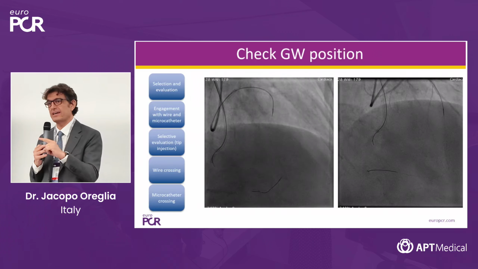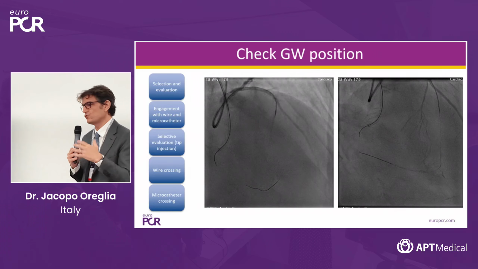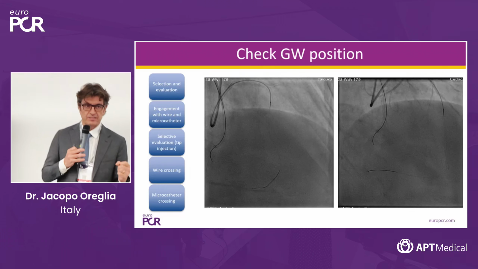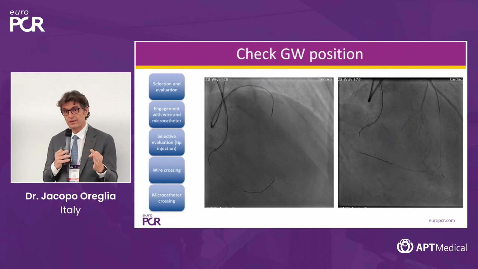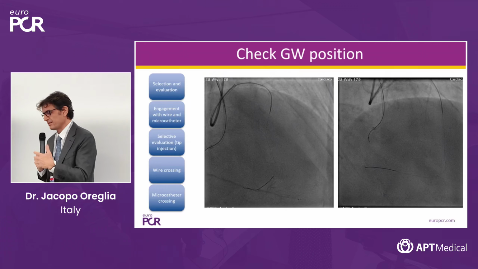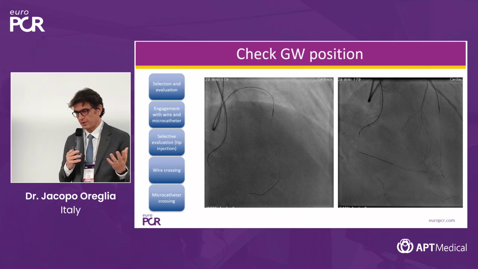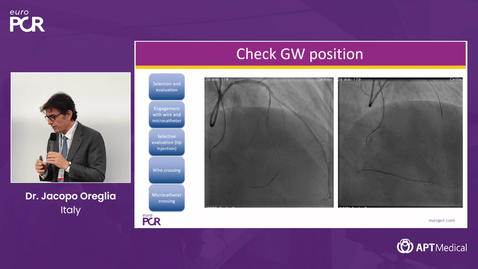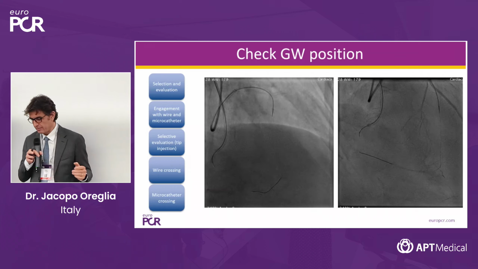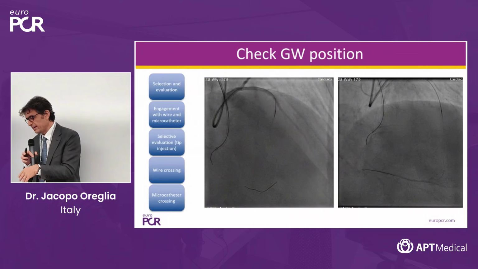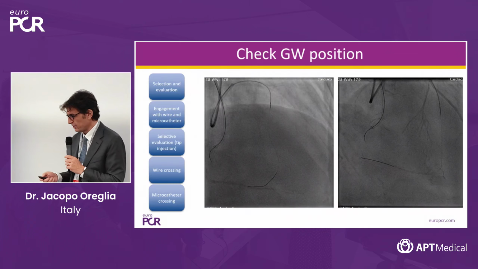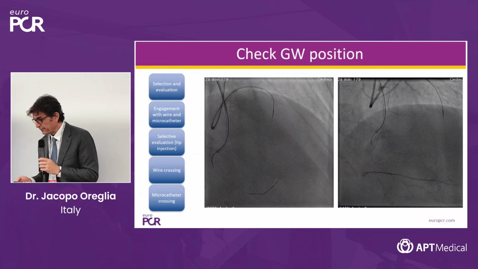Because if you advance a guide wire outside the vessel, it's usually not a big problem. But if you advance a microcatheter outside the vessel, you create a very big perforation, and this may lead to cardiac tamponade, or in the septal it is more rare, but you can also have problems. So just be aware of the position of the guide wire. On the left hand, you can see that the guide wire is somewhere probably in the right ventricle, and we just readdressed the guide wire, and this is the correct position of the guide wire in the PDA.